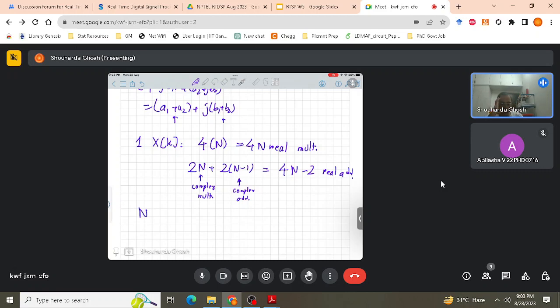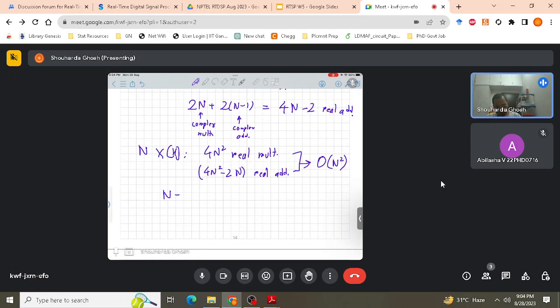And how many x of k's do we have? We have n such x of k's. So what is our complexity? 4n squared real multiplications and 4n squared minus 2n real additions. What does it amount to? The computational complexity of DFT is of the order n squared.